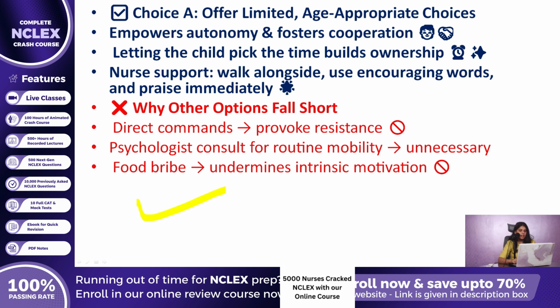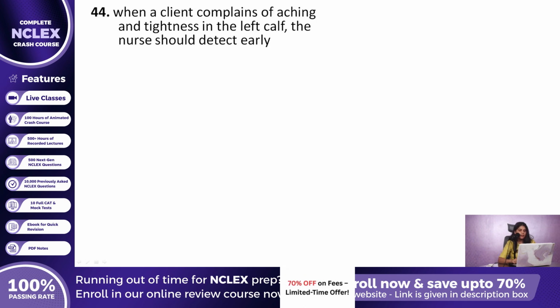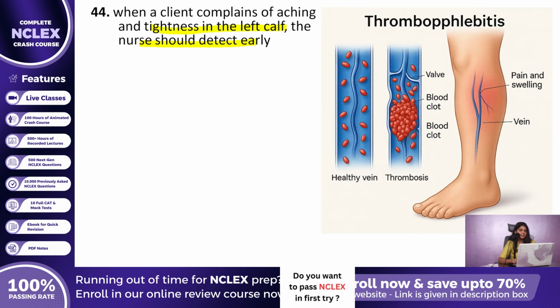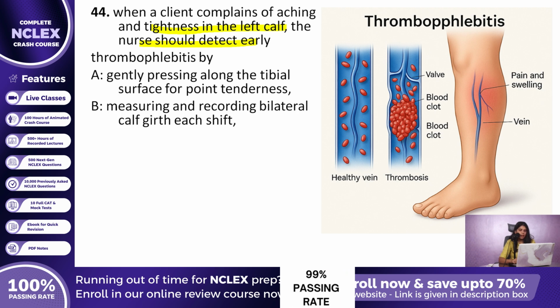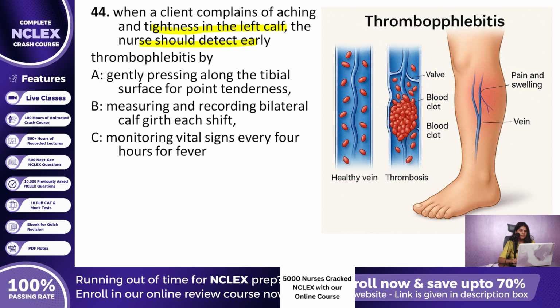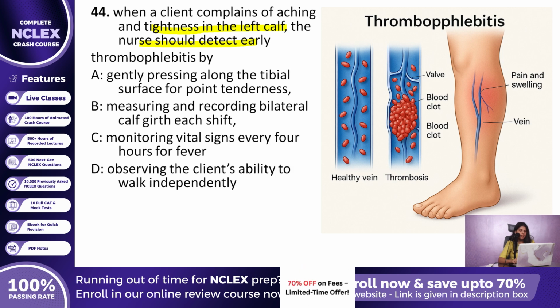Question 44. Next, when a client complains of aching and tightness in the left calf, the nurse should detect early thrombophlebitis by A. Gently pressing along the tibial surface for point tenderness. B. Measuring and recording bilateral calf girth each shift. C. Monitoring vital signs every 4 hours for fever. Or D. Observing the client's ability to walk independently.